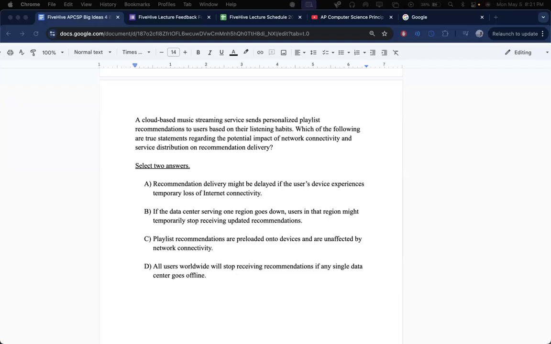Question A, B, C, and D. Allow multiple answers. Let's give it a shot. A cloud-based music streaming service sends personalized playlist recommendations to users based on their listening habits. Which of the following are true statements regarding the potential impact of network connectivity and service disruption on recommendation delivery? A, recommendation delivery might be delayed if the user's device experiences temporary loss of internet connectivity. B, if the data center serving one region goes down, users in that region might temporarily stop receiving recommendations. C, playlist recommendations are preloaded onto devices and unaffected by network connectivity. D, all users worldwide will stop receiving recommendations if any single data center goes offline.